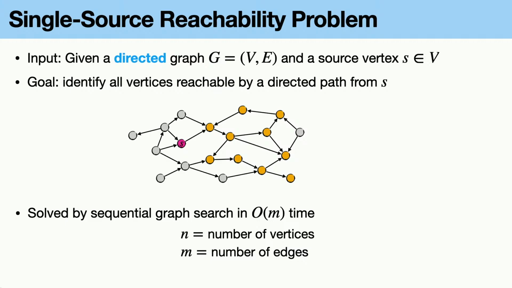OK, so the first problem I want to cover is the single source reachability problem. This is a problem I'm going to be talking about for most of the talk. So the idea here is we're given a directed graph. We have some source vertex like this one over here. And I want to figure out all the vertices that I can reach from a directed path starting at that vertex, which would be all the ones I've highlighted in orange in this picture. Sequentially, this is very easy to solve. You would just run any graph search, like breadth first search or depth first search, and you can do this in linear time. Okay, in parallel, it's a bit harder.